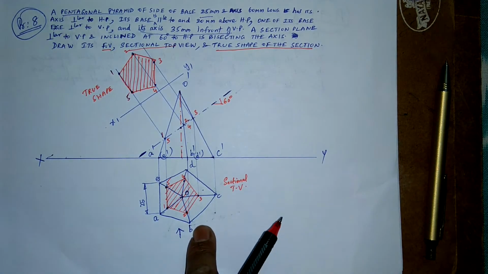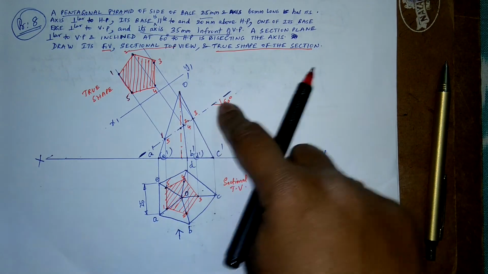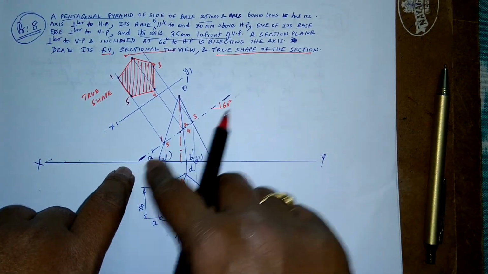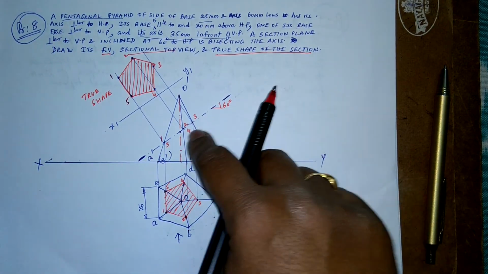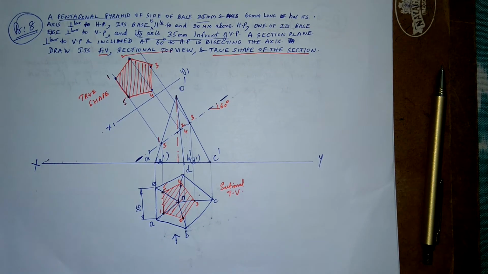This is the sectional top view. This is the front view. This is the section line. So the section is perpendicular to VP. This line is also called the trace. This is also called the trace of the sectional plane, which is perpendicular to VP.